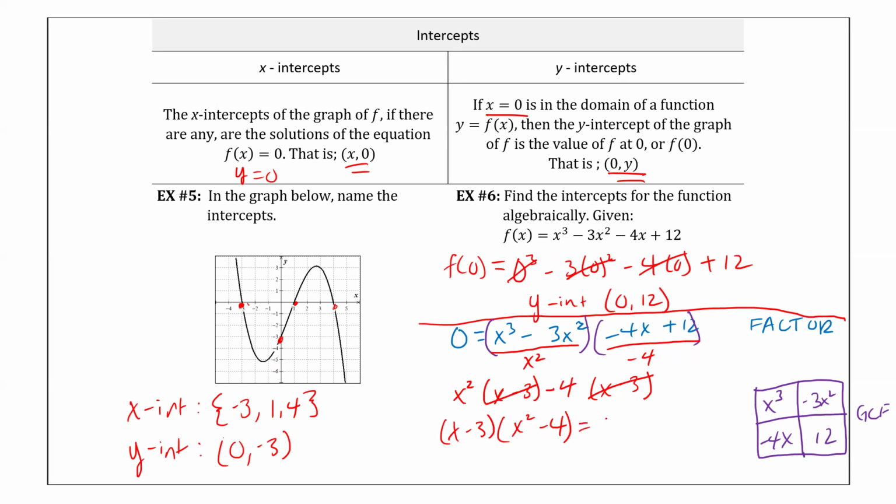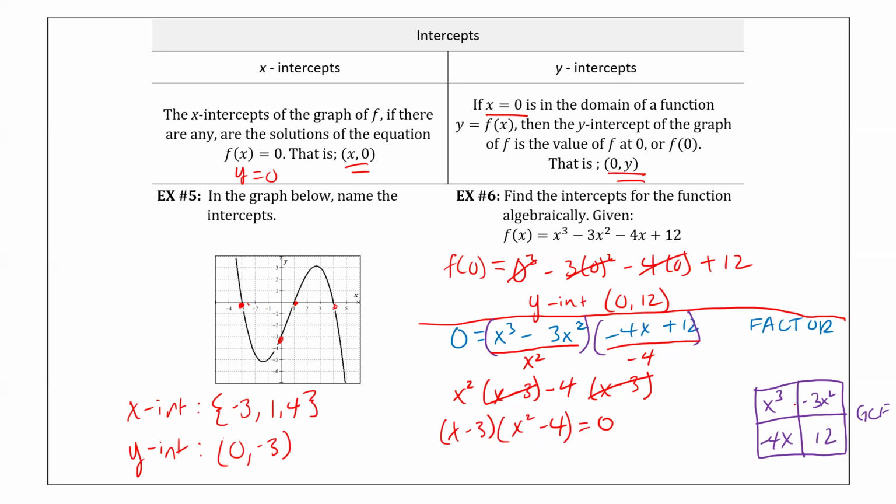X squared minus 1. Wait, what, you took out x minus 3? I factored it out because it's what they have in common. And those are my factors. And you take each one and set it equal to 0, and then there are your answers, okay?